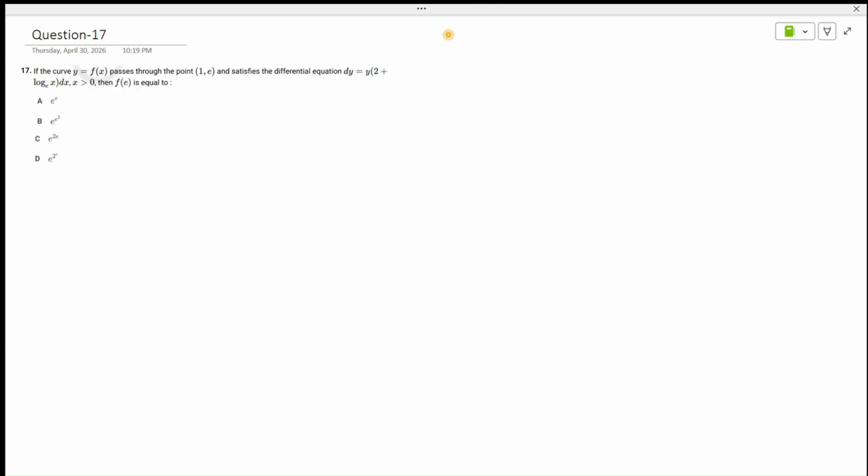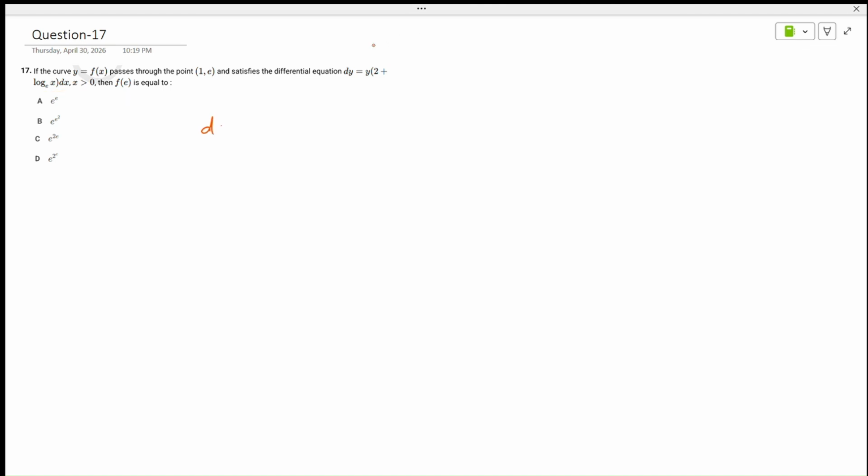Okay. Now let us look at question number 17. So if the curve y equals f of x passes through (1, e), satisfies the given differential equation, then f of e is equal to. Now let us solve the differential equation.